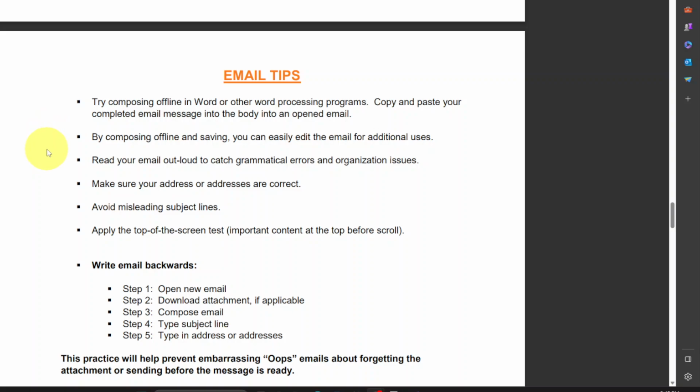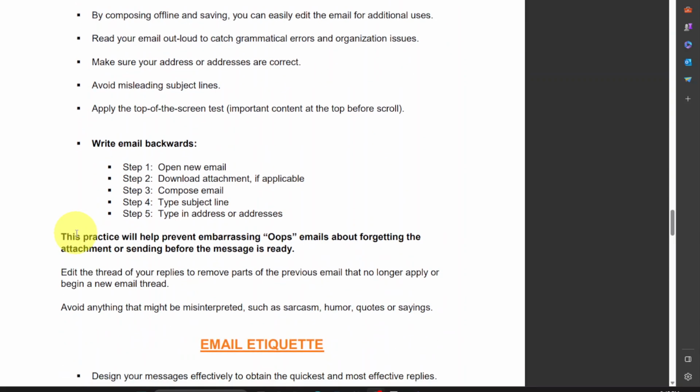Make sure your address or addresses are correct. Avoid misleading subject lines. Apply the top of the screen test. Important content at the top before scroll.